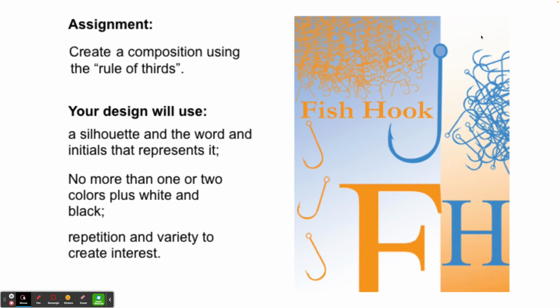So you're going to use a silhouette, the word of the silhouette, so fish hook. So you're going to use fish hook, and the two initials or the one initial of the actual object. So if it's dog, you would have a silhouette of a dog, you would use the D, and you would write dog somewhere. Now you can use no more than one or two colors plus black and white, and you can repeat any of those things as much as you want in the composition to create visual interest.